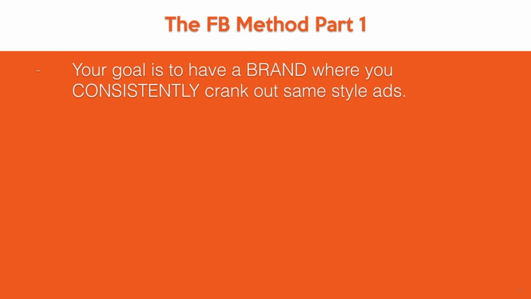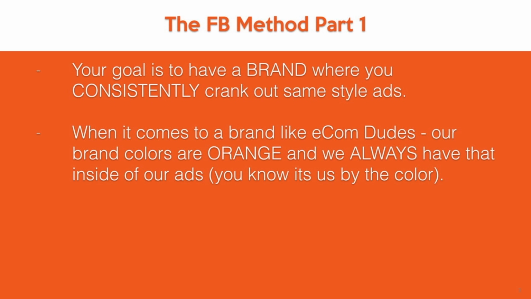So your goal for your ads is to have a brand where you're consistently cranking out the same style of ads. If you take a look at everything I've been able to do, at the Ecom Dudes brand and all of my other ecom stores, I keep every single thing we do consistent. You need to make sure consistency is the same throughout all of your ads. Because when it comes to a brand like Ecom Dudes, or your e-commerce stores, for example, our brand color is orange, and we always have that inside our ads. A lot of people associate this orange and white, exactly what you're seeing right now on your screen, with Ecom Dudes.